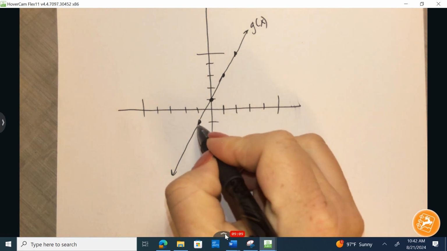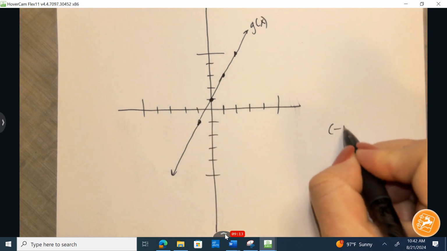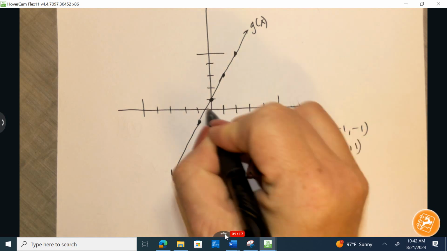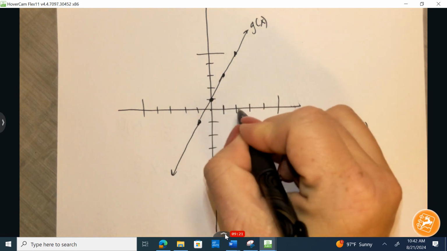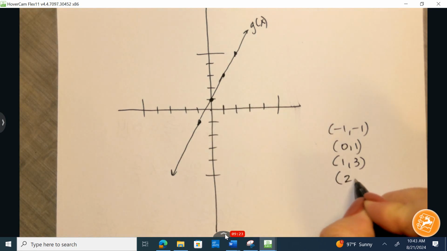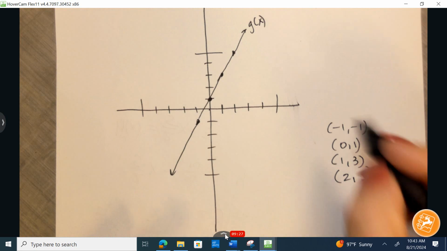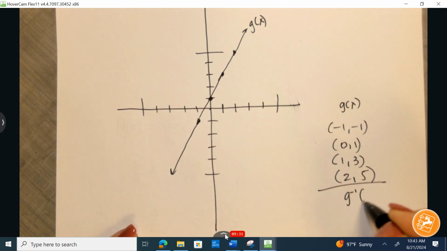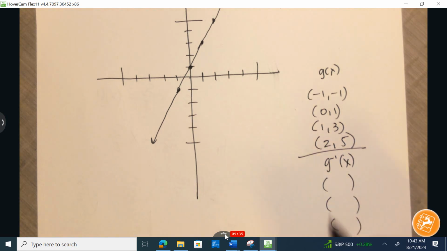If you can see good intersection points, I'm going to write those down. This is left 1, down 1. This is stay and go up 1. This is right 1 and up 3. This is right 2 and up 5. So I'm writing down the ordered pairs that belong to function g of x. Now, I know that for the inverse of g of x, I can list 4 pairs. What are 4 pairs I can list?